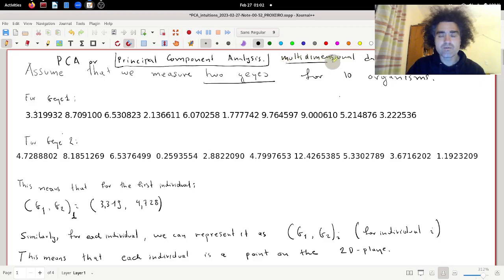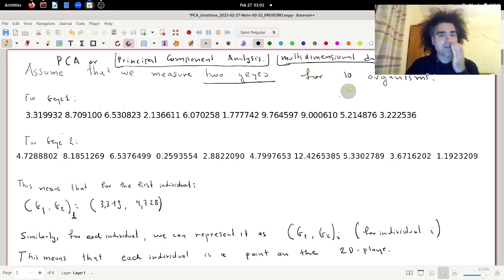In a way that we can plot them in new axes or study them in new axes, but these axes are ordered based on the variances of the data points in these axes. So the first axis will have the greatest variance, the second axis the second greatest variance, and so on.